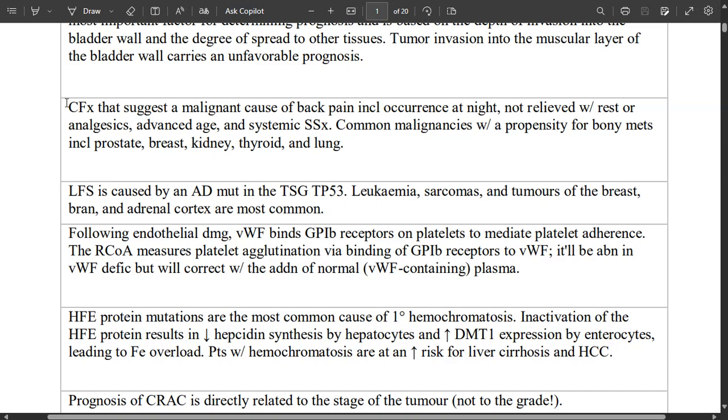So now let's talk about back pain. Features that suggest a malignant cause of back pain include occurrence at night not relieved with rest or analgesics, advanced age, and systemic symptoms. The common cancers associated with a propensity for bone mets include prostate, breast, kidney, thyroid, and lung.